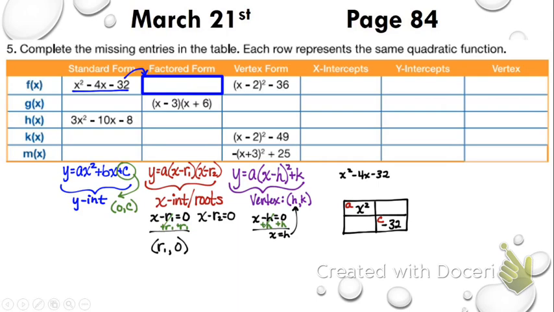To figure out what goes in those two open boxes, this is where I use the x, and I multiply the a and the c together. I usually just write down the numbers, not the variables here. What's the number in front of x squared? 1. So I have 1 times negative 32. So I need two numbers that multiply together to give me negative 32, but add together to give me what? Negative 4.